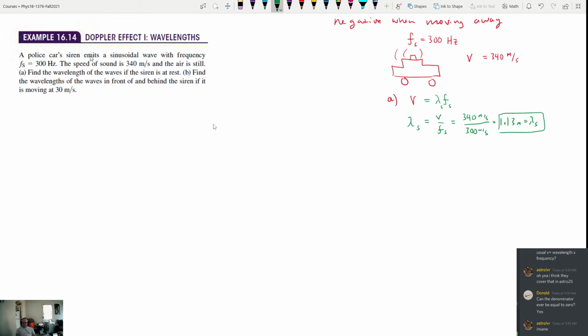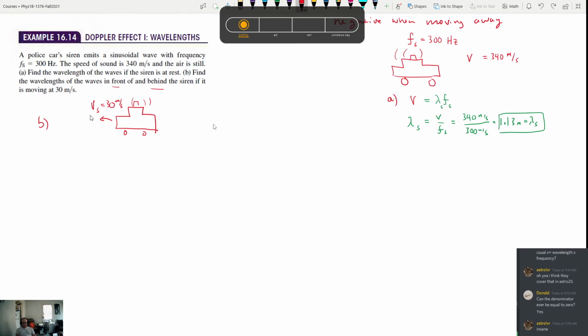Okay, part B says, find the wavelength of the waves in front of and behind the siren if it is moving at 30 meters per second. So now for this part, our same object, okay, let's do part B over here. So now there's two possibilities. One is going to be, all right, our car is moving this way. It has a speed of 30 meters per second. And we've still got a siren. It's still producing waves. We want to figure out the wavelength of the waves in front of and behind the siren, okay? So we'll do front first.